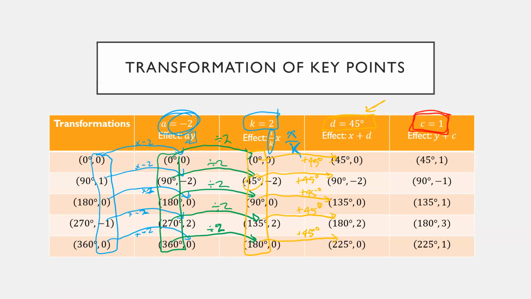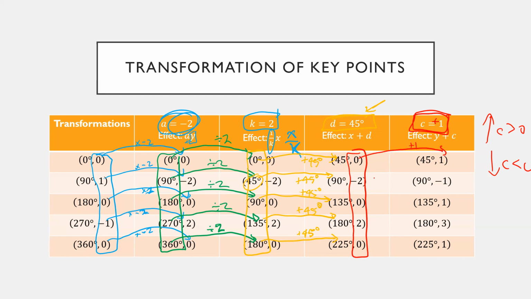The C, so what it does is you simply add the C value to the Y coordinate, again, because we are simply moving it up if C is positive, or we're moving it down if C is negative. Pretty simple. So in our case, C is positive, which means that we're going to be adding the C value of 1 to the Y coordinates. So the previous Y coordinates were 0, -2, 0, 2, and 0. So we're just going to add 1 to each of them.